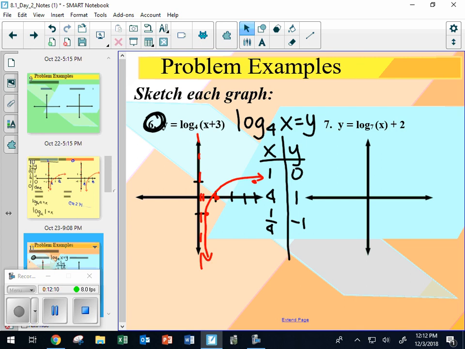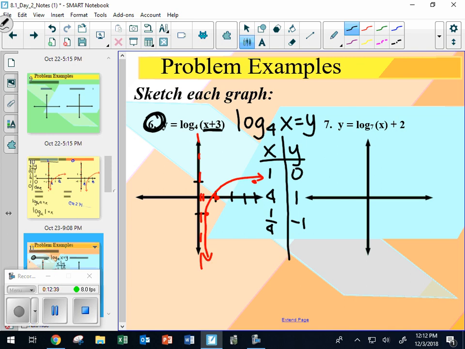except the original problem for 6 asks for this x plus 3. If we think back to transformations, I know it was a very long time ago. If we have a plus 3 with the x, does that mean that we're moving up and down or left and right? So we have left and right, and we do not trust what's inside the parentheses. So we're going to move left or right?